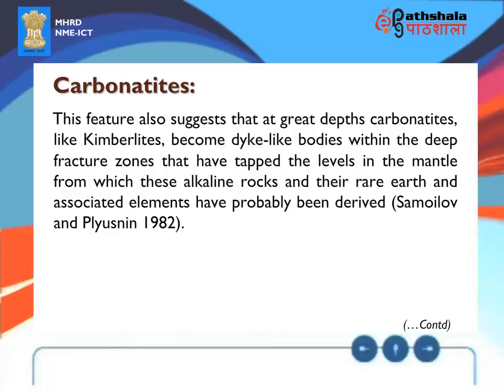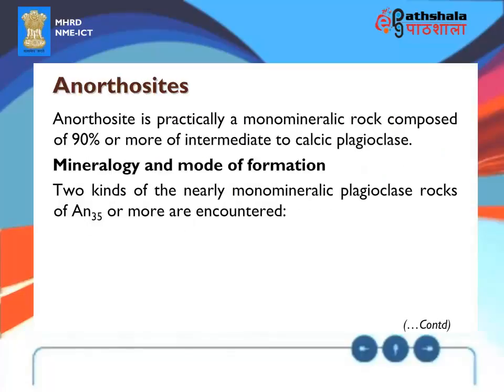Samoilov and Pliusnin 1982. Anorthosites. Anorthosite is practically a monomineralic rock composed of 90% or more of intermediate to calcic plagioclase. Mineralogy and mode of formation. Two kinds of the nearly monomineralic plagioclase rocks of An35 or more are encountered.